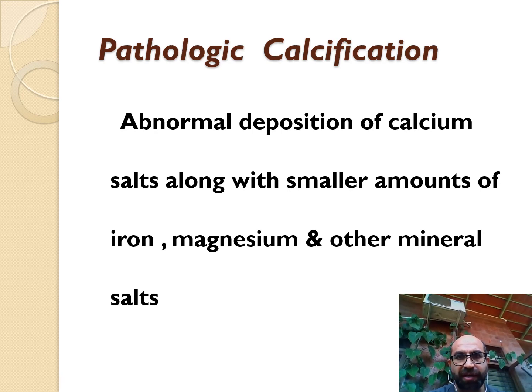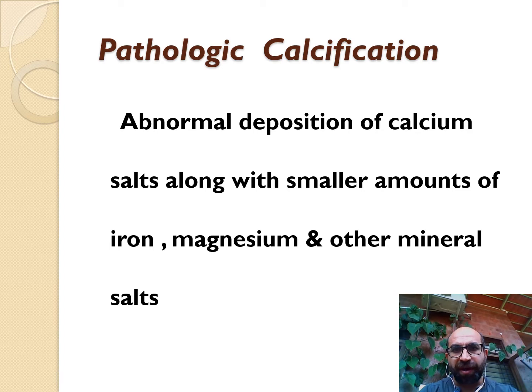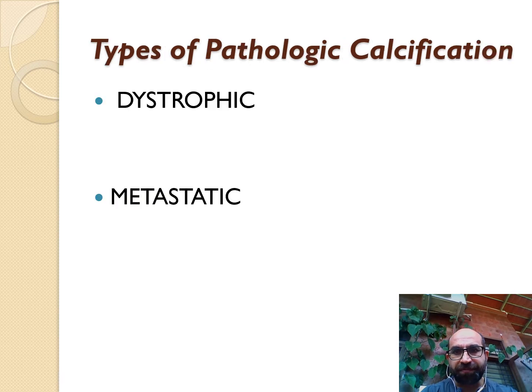One is pathological calcification, and the second one is intracellular accumulation. Okay. Now, what is pathological calcification? Abnormal deposition of calcium salts along with a small amount of iron, magnesium, and other mineral salts, other than in bone and teeth. There are two types of pathological calcification: one is dystrophic calcification, another one is metastatic calcification.